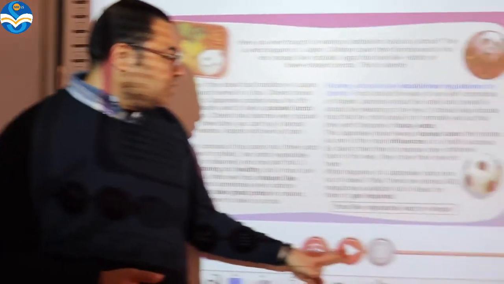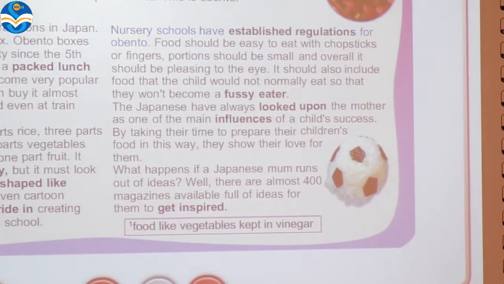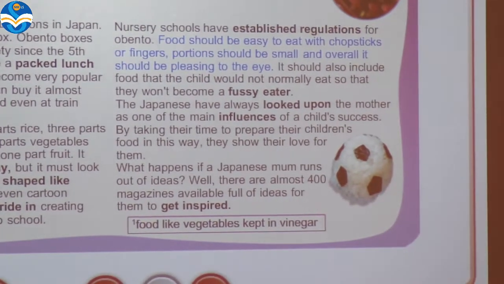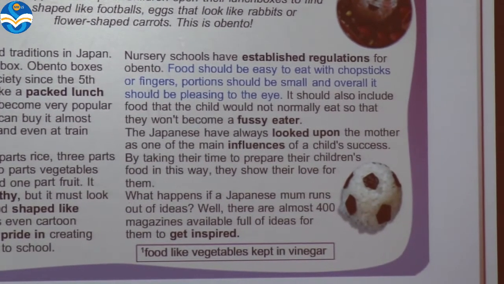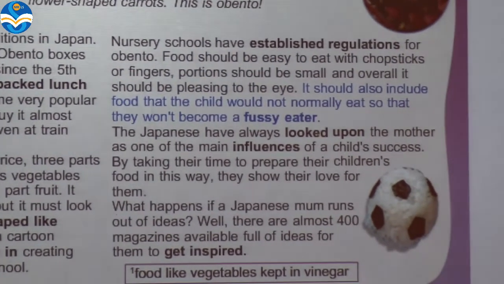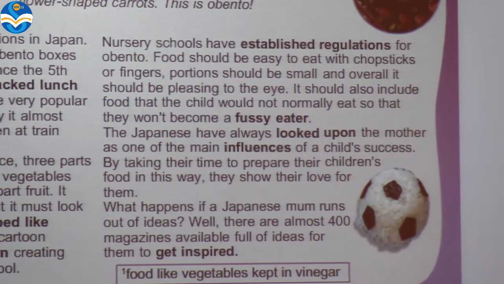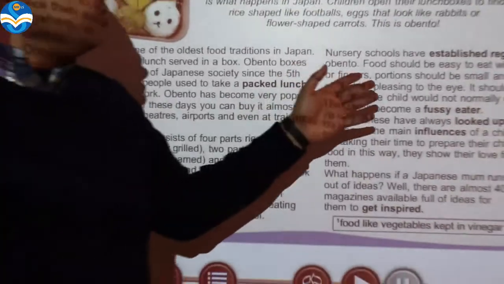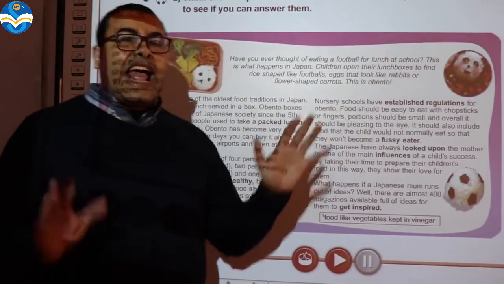Let's continue reading. Schools have established regulations for a bento. Food should be easy to eat with chopsticks or fingers. Portions should be small, and overall it should be pleasing to the eye. It should also include food the child will not normally eat, so they won't become a fussy eater. So, nursery schools have established regulations. Established regulations means having rules.